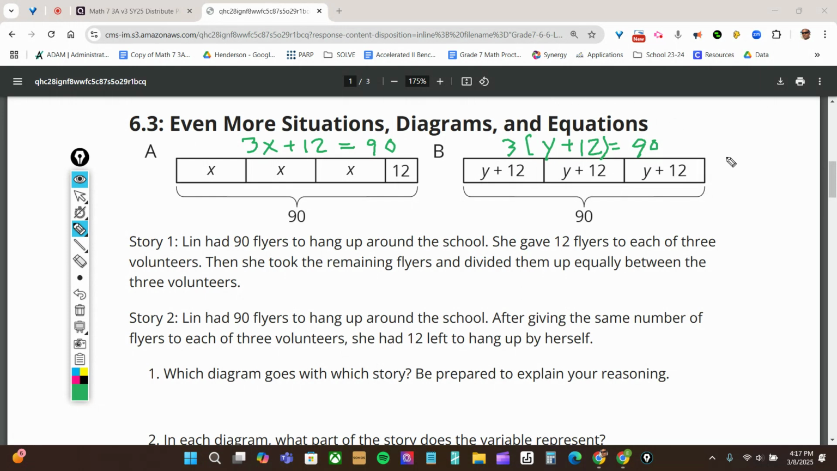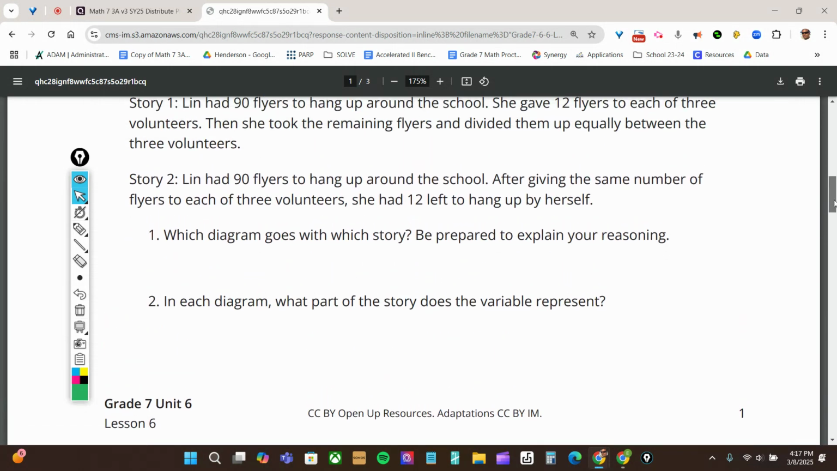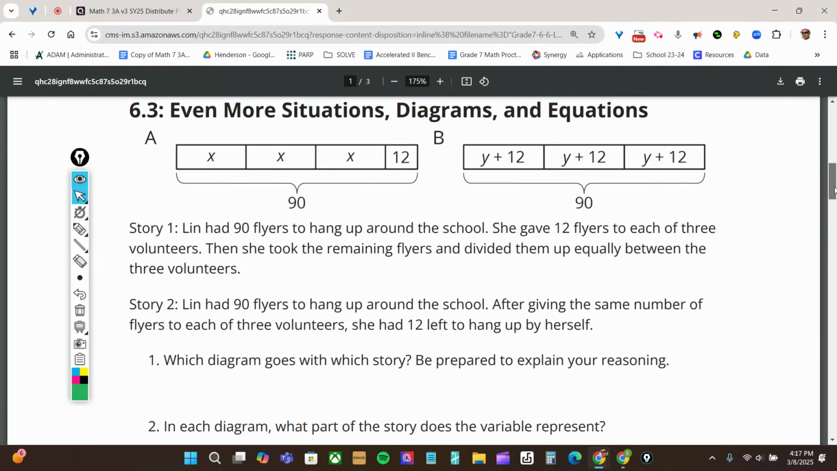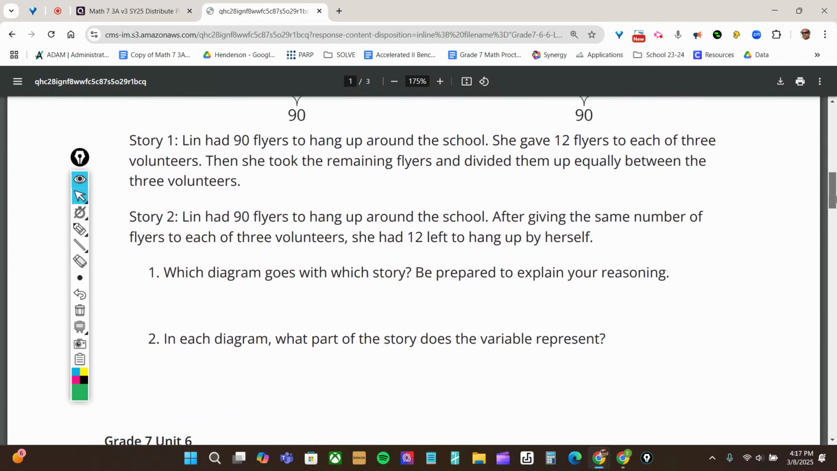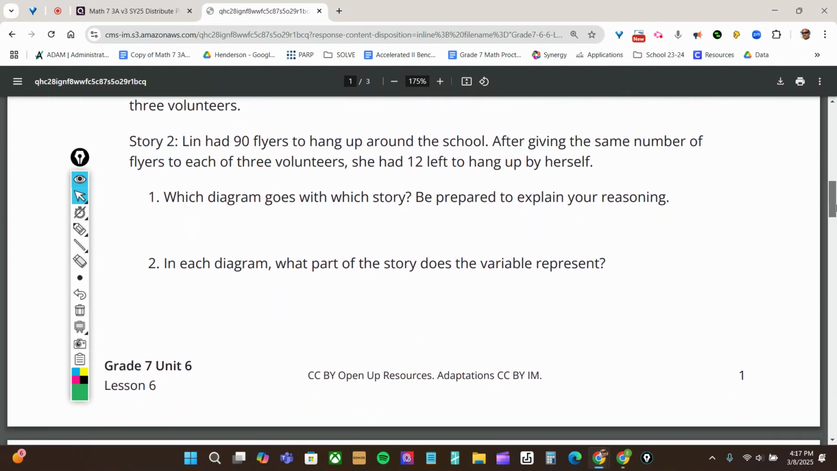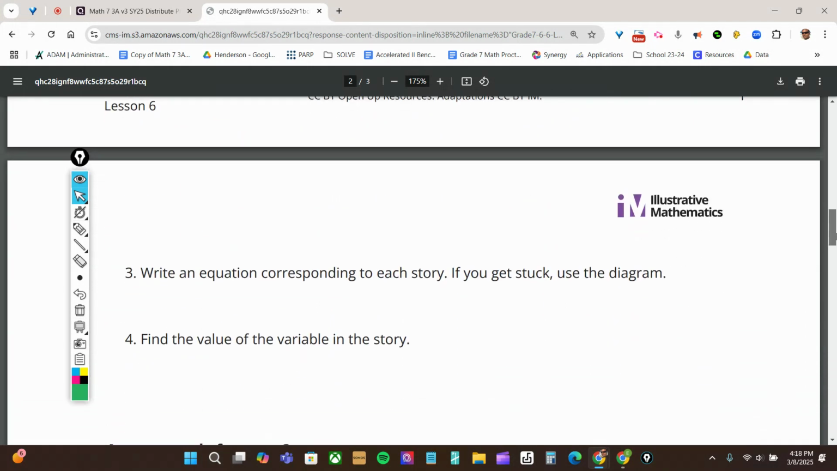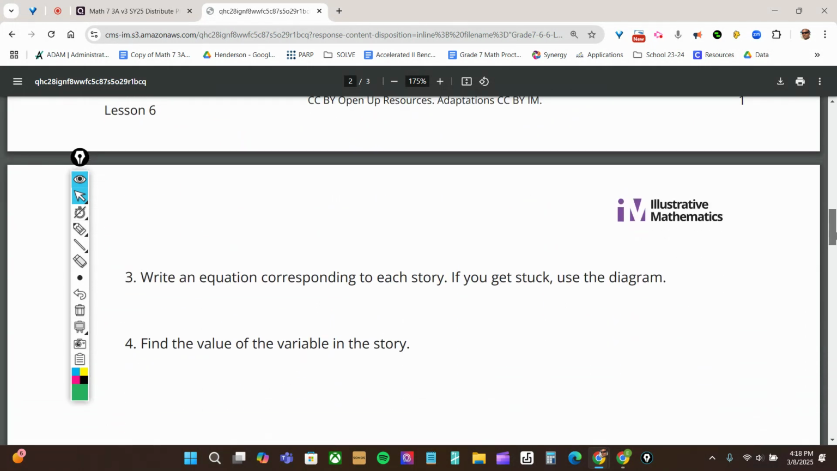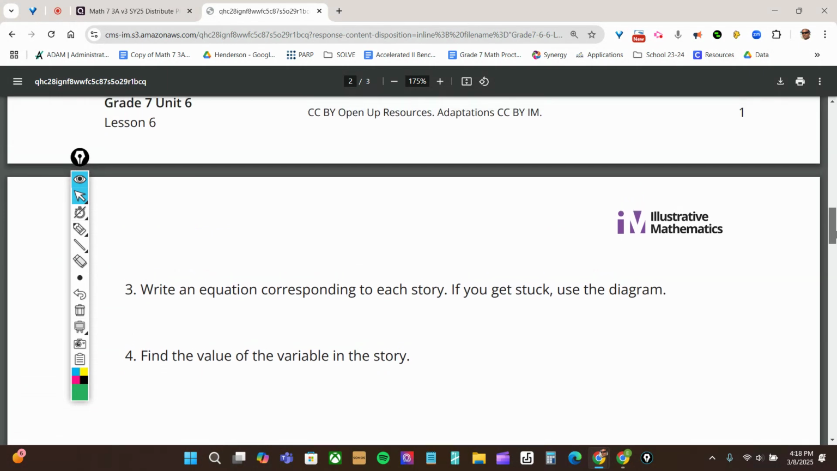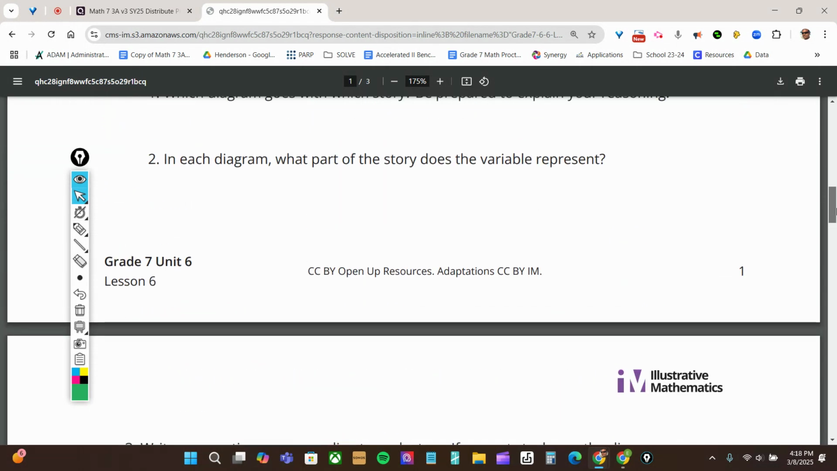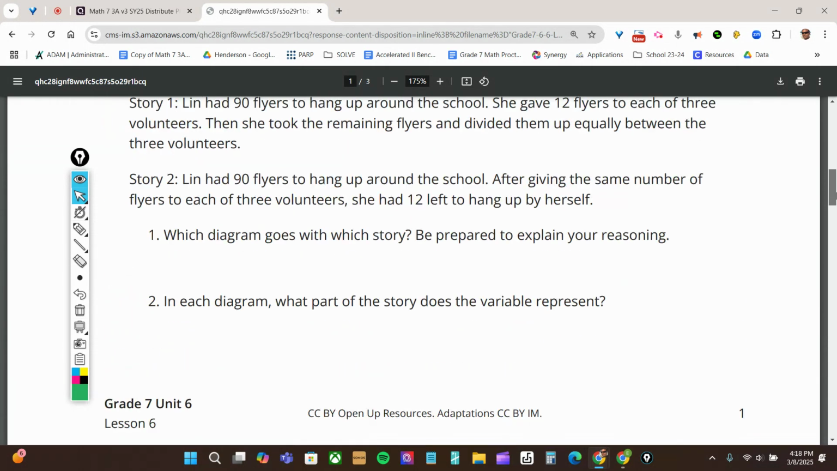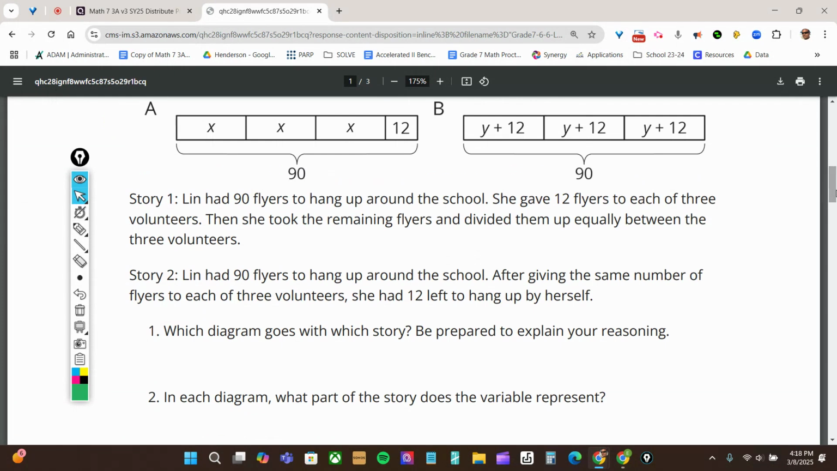Alright, got that. Let me delete this part. Pause it if you need to. Which diagram goes with each story? In each diagram, which part of the story does the variable represent? Write an equation corresponding to each story. We did that. Find the value, then solve it. Okay, got you.